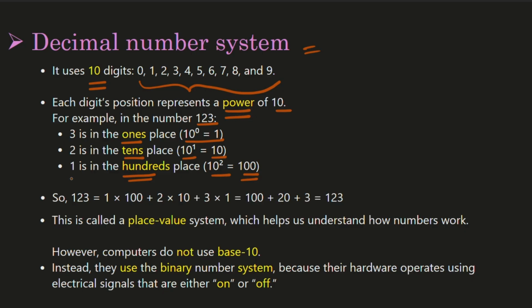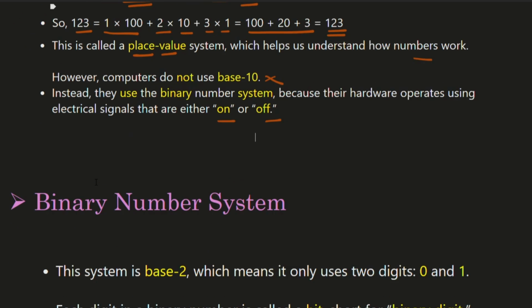So 123 can be broken down as 1 times 100 plus 2 times 10 plus 3 times 1, which equals 100 plus 20 plus 3, totaling 123. This place value system is crucial for understanding how numbers work. However, computers don't use base 10 because their hardware relies on electrical signals that are either on or off, leading us to a different system called binary.